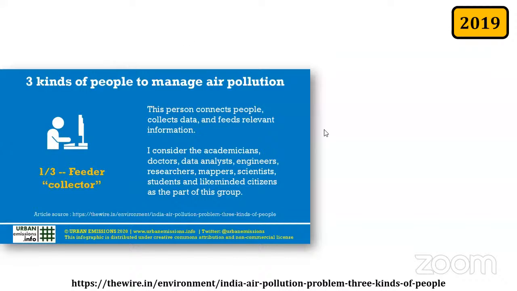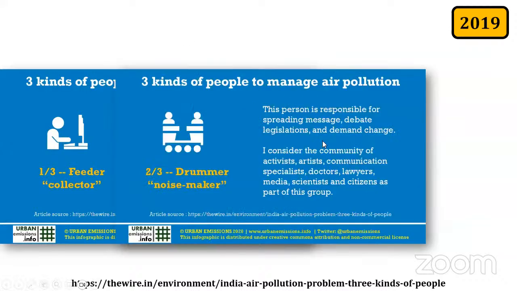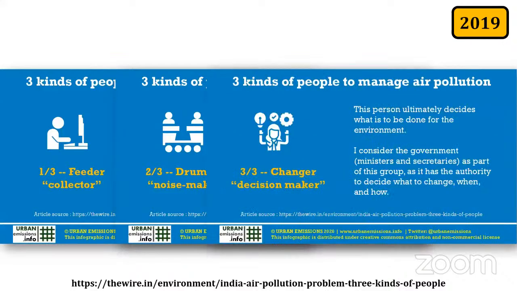The next group are basically drummers, or otherwise noisemakers. Scientists nowadays are also writing their own articles, especially in journals, and they also make a lot of noise on what kind of science they are doing and what they are finding. Generally speaking, this part has been given to journalists only, but that space is actually expanding quite a bit. And then you have the changers, the decision makers.